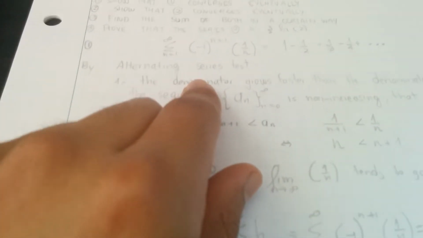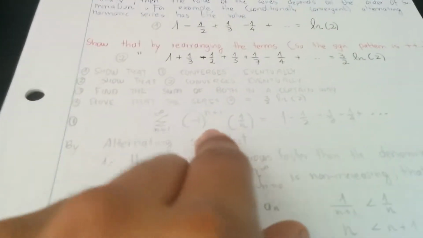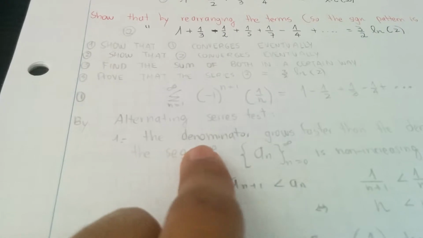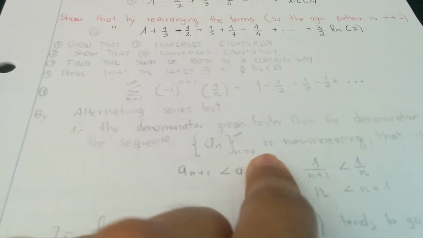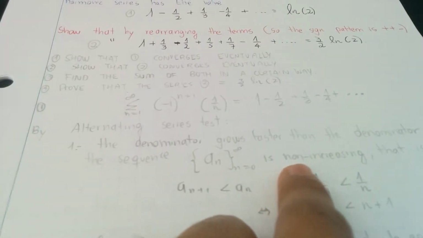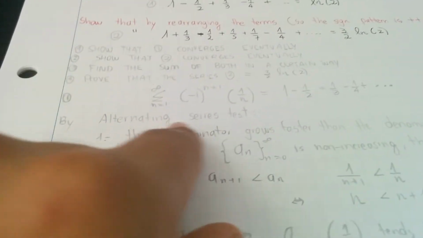Well, let's continue. So we have the series. The first series, this one, can be made by just these two signs. And then by the alternating series test, we prove that the denominator will grow faster than the numerator, and we know that the sequence is non-increasing because of this information. So then we have one condition for the alternating series test.